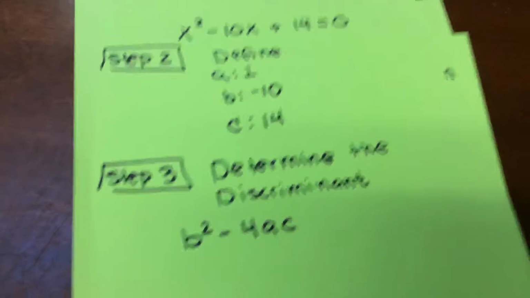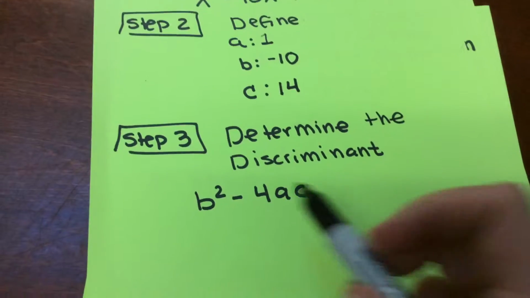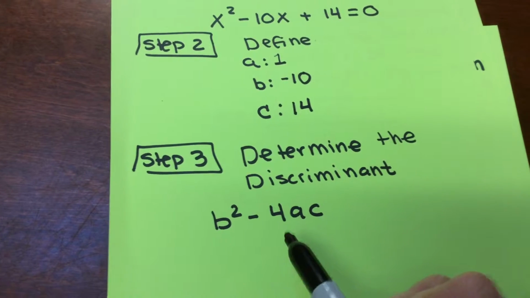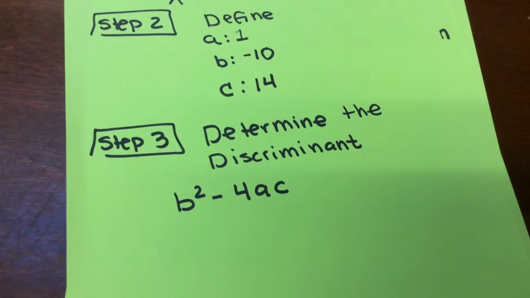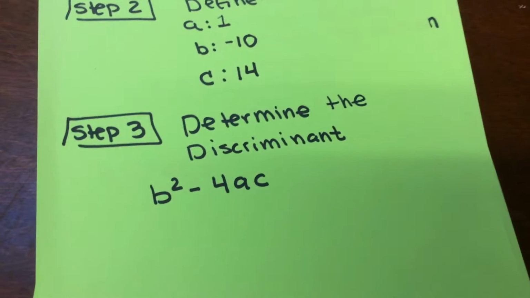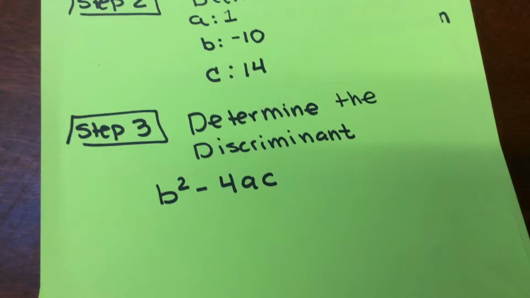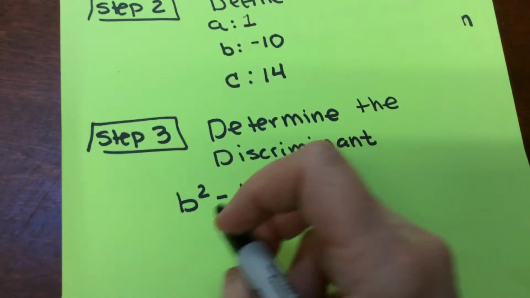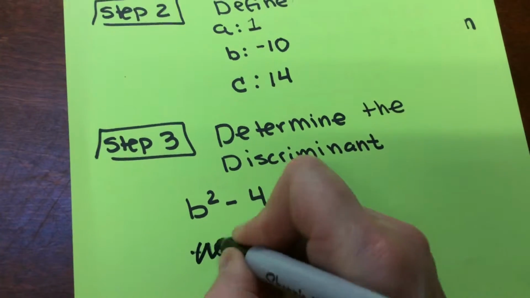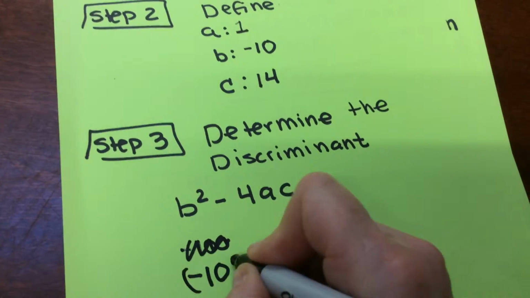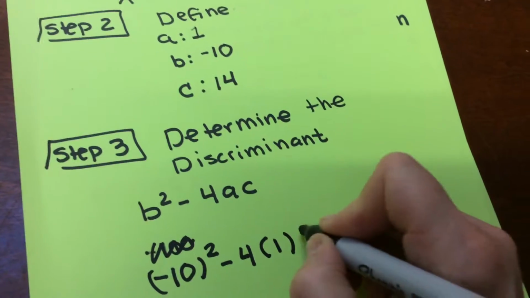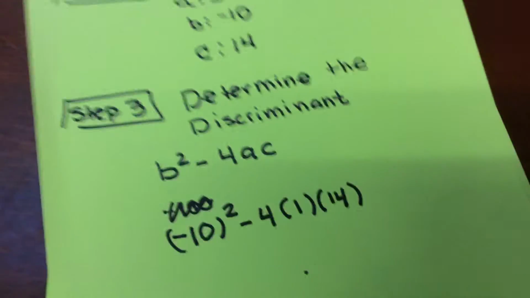The third step is to determine the discriminant. The discriminant is b squared minus 4ac. It is what is under the radical sign of the quadratic formula. The reason I want to determine the discriminant is because the discriminant will tell me how many and what type of roots I will be looking at. So let's go ahead and use the formula to find the discriminant. So it's negative 10 squared minus 4 times 1 times 14.